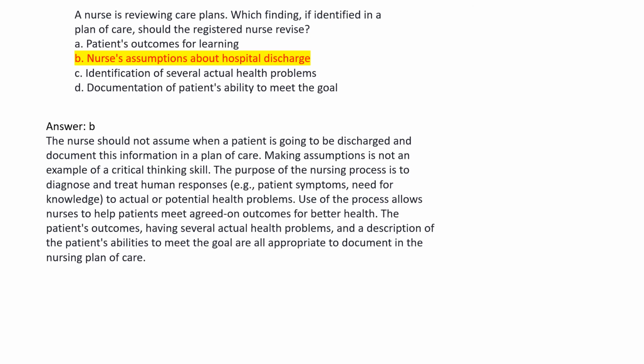The nurse should not assume when a patient is going to be discharged and document this information in a plan of care. Making assumptions is not an example of a critical thinking skill. The purpose of the nursing process is to diagnose and treat human responses, e.g., patient symptoms, need for knowledge, to actual or potential health problems. Use of the process allows nurses to help patients meet agreed-on outcomes for better health. The patient's outcomes, having several actual health problems, and a description of the patient's abilities to meet the goal are all appropriate to document in the nursing plan of care.